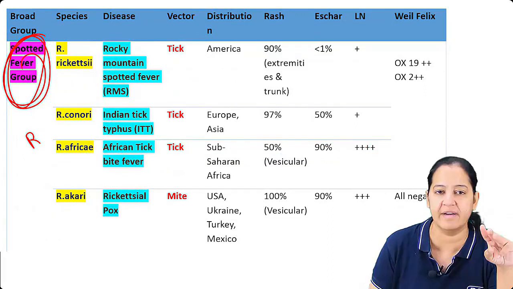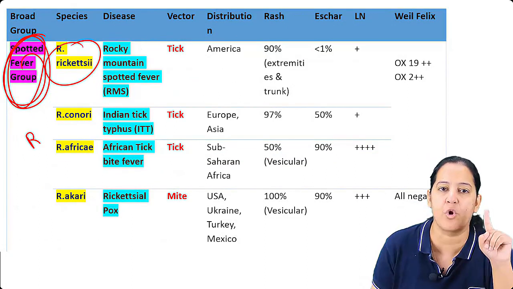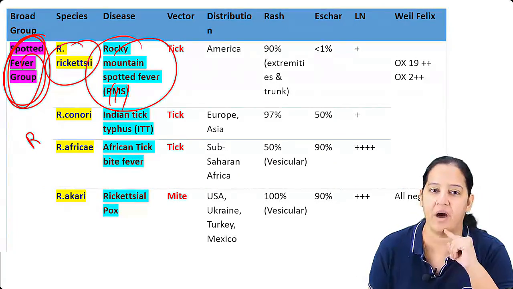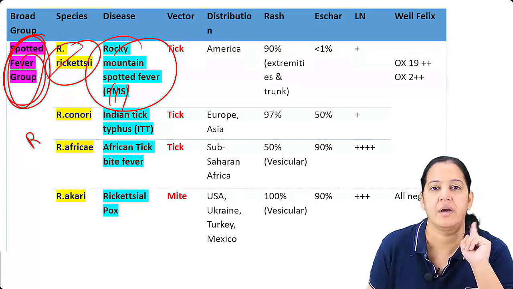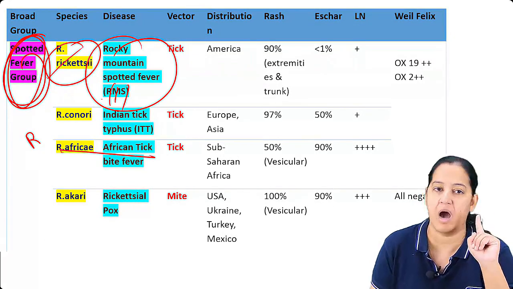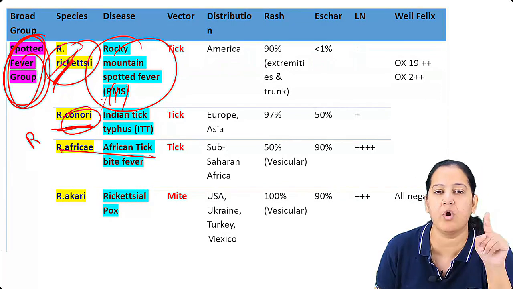What diseases are in the spotted group? Please learn it once. Rickettsia rickettsii causes a disease, Rocky Mountain Spotted Fever, RMSF. Rickettsia rickettsii, RMSF, Rocky Mountain Spotted Fever. R for R will be remembered. Conorii causes Indian tick typhus.